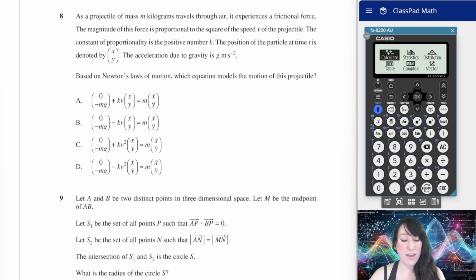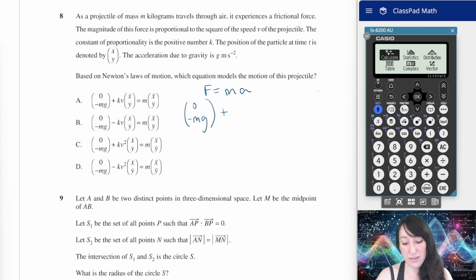Let's start with F equals ma. What are our forces? So we have gravity. It only acts in the vertical direction. And then we have air resistance. Let's break that down into the horizontal and vertical components.